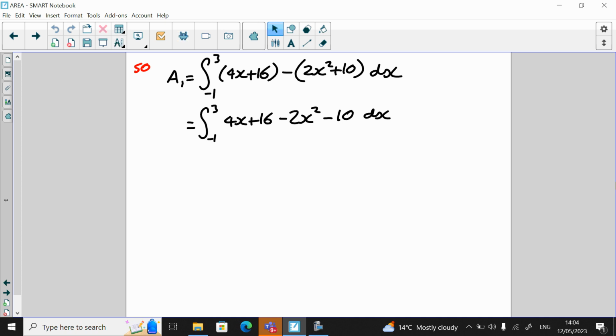Okay, so we've now got 4 terms, and if any terms are similar, we can group them together. 4x doesn't have any friends. -2x squared, it doesn't have any friends either, but 16 and -10, we can group those, because they're in the same family. That's what I've done there. So now I'm looking at my formula sheet and see what they look like. Well, kind of in the family of ax to the n. So we'll just go through and integrate these one by one. We've got 3 of them.